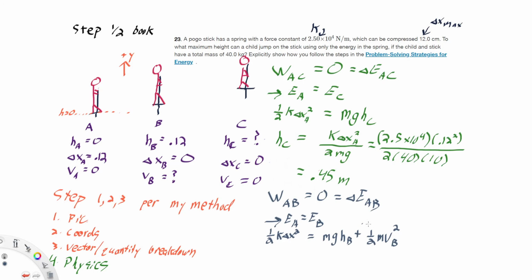So the situation at B is a little messier, but it's still something that we can do. The velocity at B is going to be 1/2 k delta xa squared minus mghb, all over 1/2 m, and then we're going to take the square root of that.